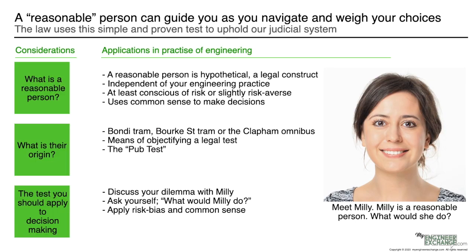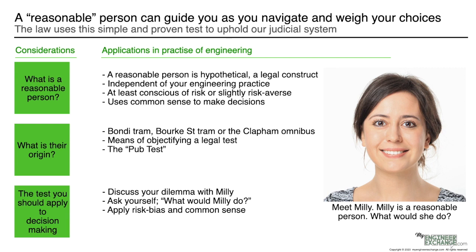Now back to Millie, this reasonable person. So we've tested our thinking and our ethical dilemma against our internal moral compass. This is the external test. This is the reasonable person. So as I said, that reasonable person is a hypothetical or legal construct. They are independent of your engineering practice. So Millie's not involved. She's not in your team. She doesn't work for your organisation necessarily. She's probably, as I said, on the Bondi tram, the Burke Street tram, or the Clapham omnibus.